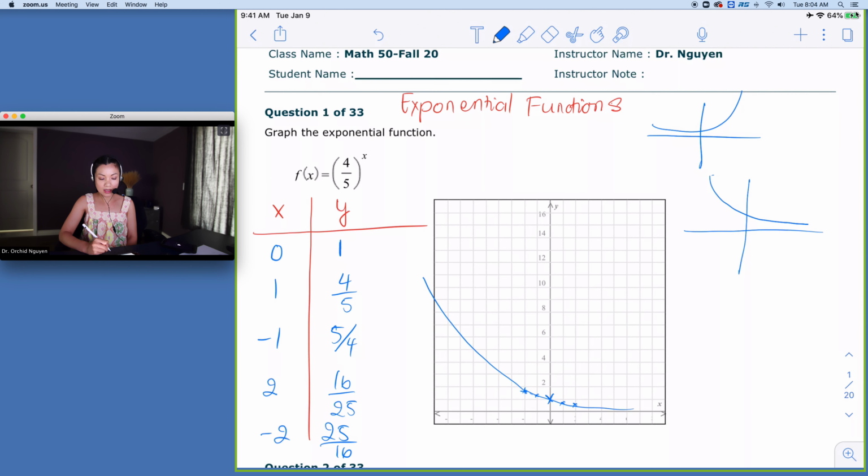So you can see that right here, what I have is a fraction for the base. So it's really hard to find a number and try to make it into a whole number. So I just pick 0, 1, -1, 2, and -2 for x and solve for y and plot the points. Of course, you need to know that this one right here is a y-intercept. For exponential, it's always going to be like that.